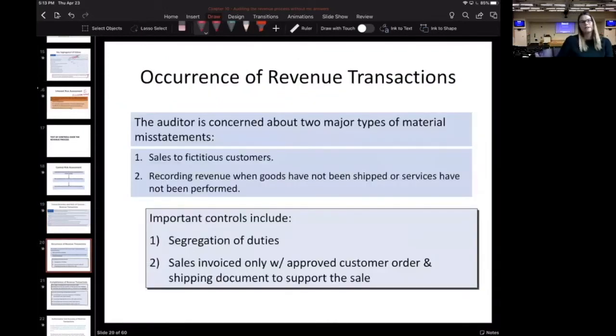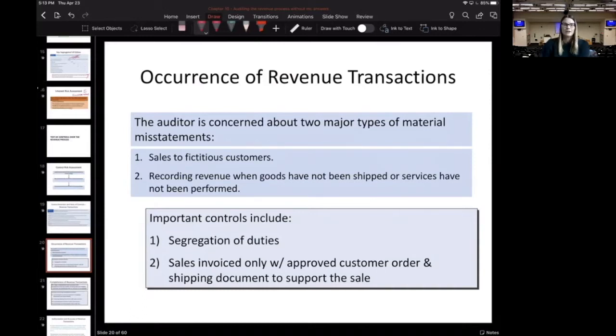So now going through and talking about each one a little bit more, we're going to talk about some of the customer's key concerns related to each assertion and some key controls that might address those concerns. So with respect to occurrence of revenue transactions, the auditor, of course, is worried about making sure that that transaction actually occurred. So concerns are going to be sales to fictitious customers. Do all those customers listed down as having sales actually exist? Are the sales real? Are the customers real?